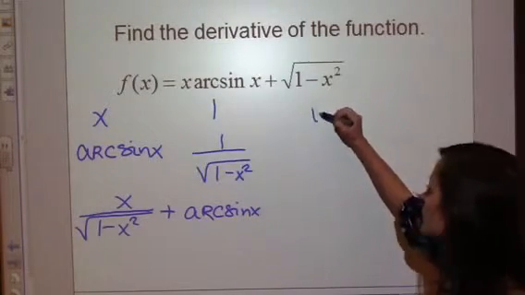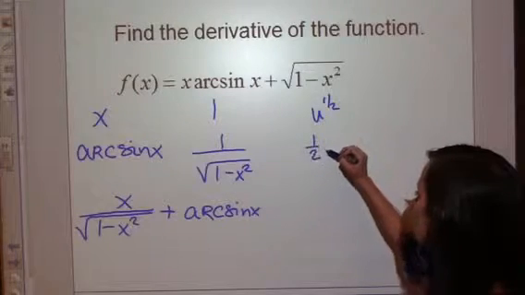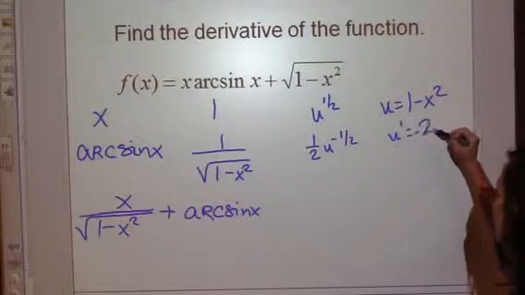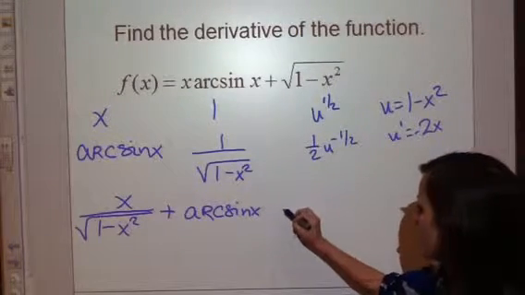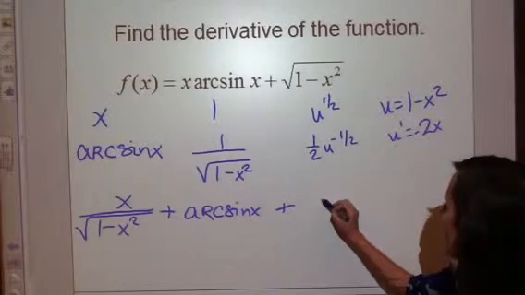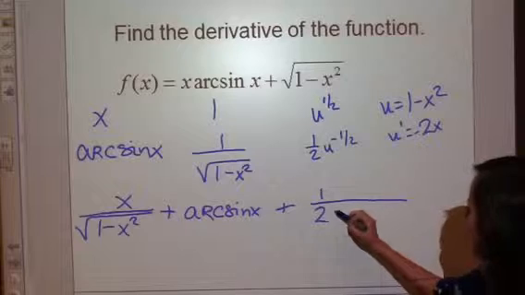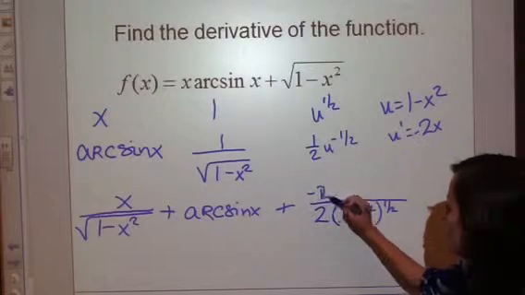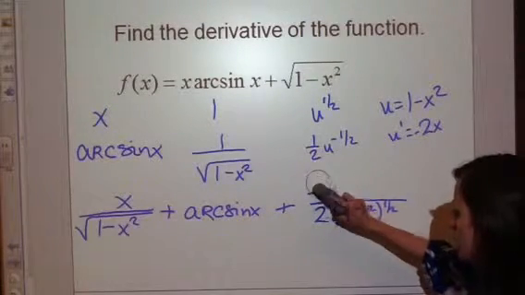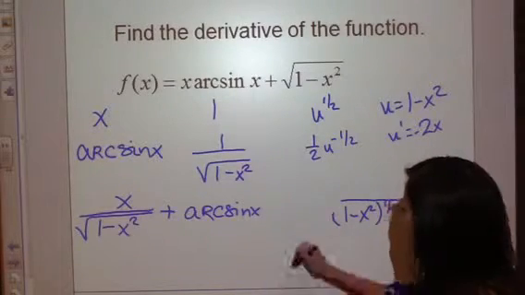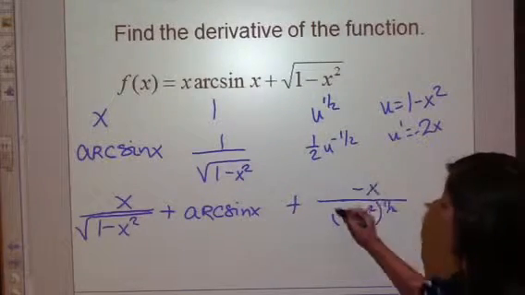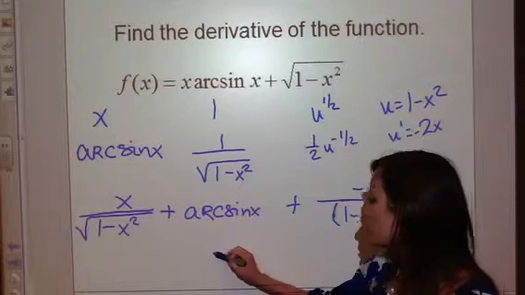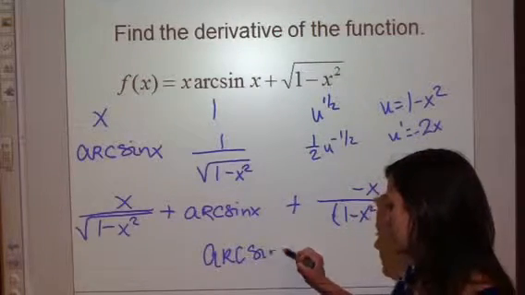For this part, you have to do u to the half, which is a half u to the negative half, and u is 1 minus x squared, which is negative 2x. So if we multiply, we get a half. On bottom, we're going to put the u to the half, and on top, we're going to put that negative 2x. What happens with the negative 2 and the 2? They cancel. So you just get negative x. Well, notice, again, like the arc sine one that we did before, the front and the back cancel. So you're just left with arc sine. And you're done.